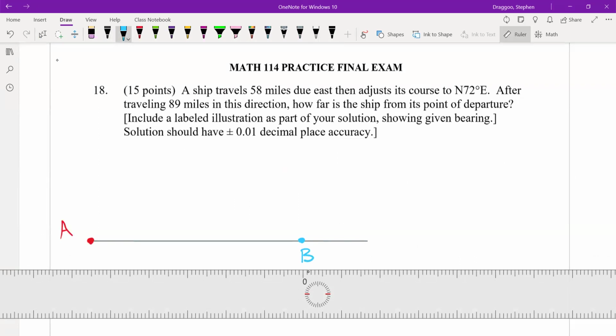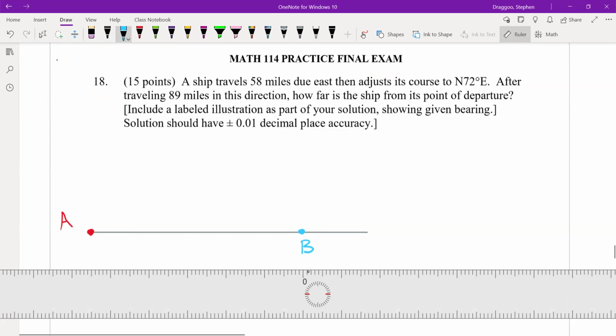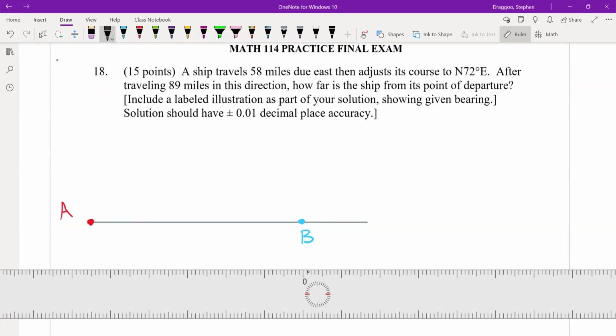I'll put B in right there. I'm going to leave a little bit of space on the edge of my line, but I'll say that this first distance right here is 58 miles. I've got 58 miles in between points A and B.